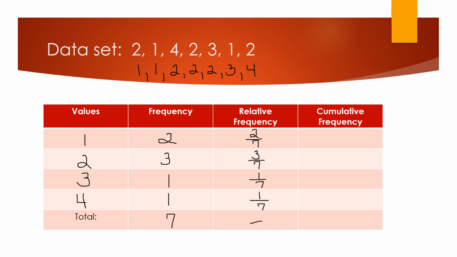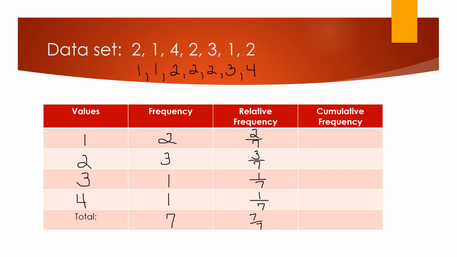Again, a quick checkpoint for yourself. Check your total. Add your numerators. 2, 3, 1, and 1 is 7. You should have a total. The denominator and numerator should match for your relative frequency and your total. Again, it's just a checkpoint.